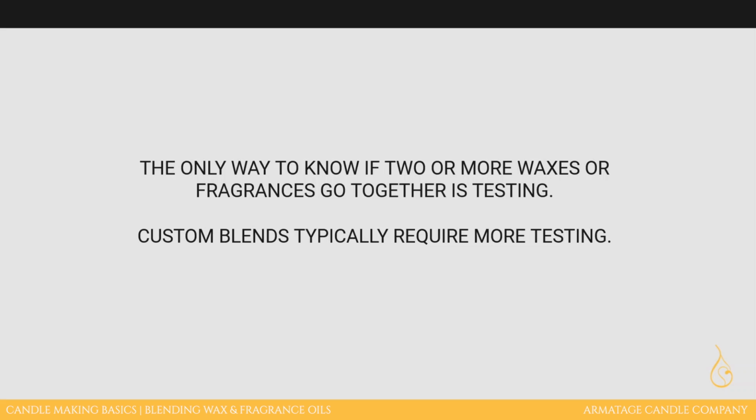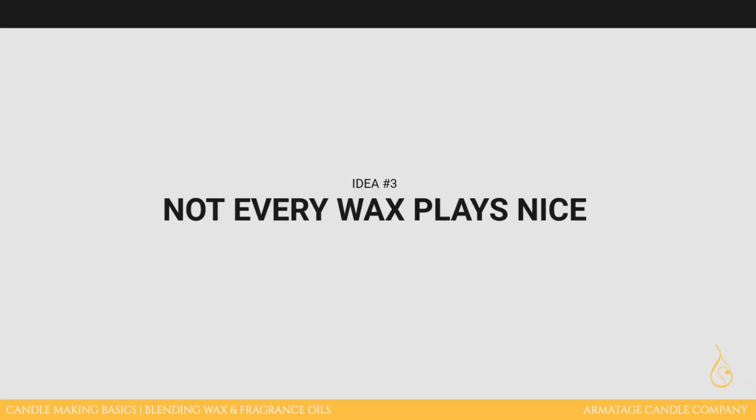So you may try blending a 30-70 mix, and the second time, if that doesn't work, you might try a 40-60, then a 50-50, then a 60-40, and so on. It's kind of a line test, a little bit of this, a little bit of that. But prepare when you're blending to try out a lot of different things, which means you're going to be doing a lot of testing. The third idea is that not every wax plays nice.